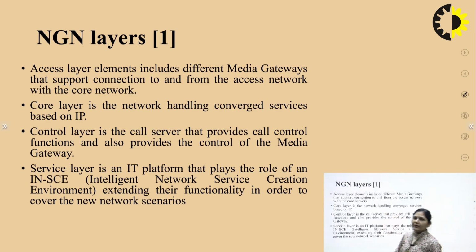Now, when we talk about the different layers, access layer elements include different media gateways, as it will be using a packet switch network. So, when we talk about a packet switch network, there is a requirement of a gateway. When we are accessing the services, different media gateways will be there that support connection to and from the access network with the core network. One is the core network and one is the user, where they are accessing the network. So, in the case of the access layer, we have different media gateways and protocols that will be connecting the access network with the core network.